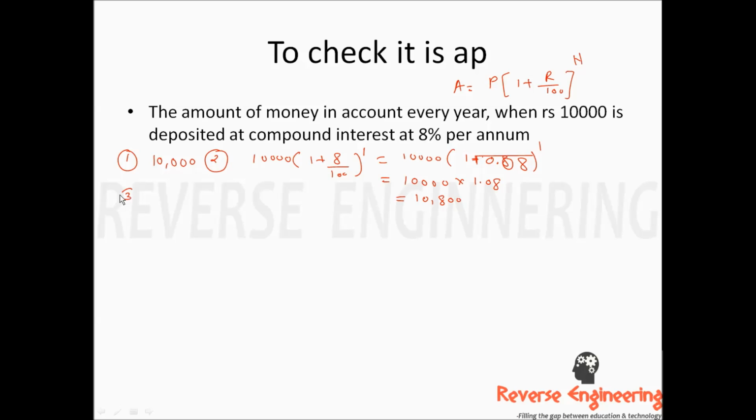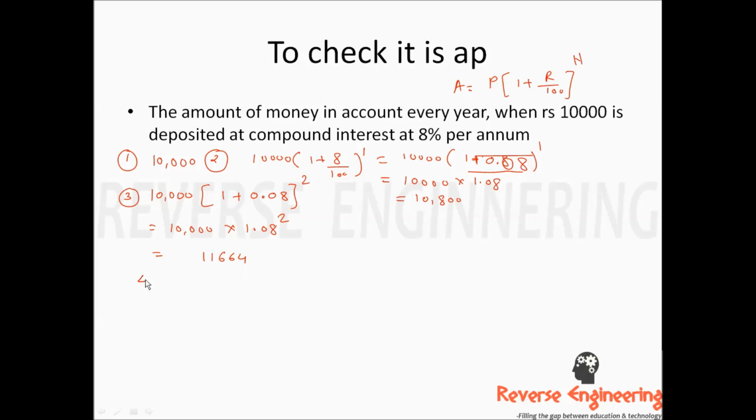So the answer I got after the first year is 10,800 rupees. Then I'll do furthermore. For the answer after 2 years, I need to do 10,000 times (1 plus 0.08), and the number of years will just change to 2. This same thing will be there. So 10,000 into 1.08 squared. If you find out the answer for this, you will get 11,664.